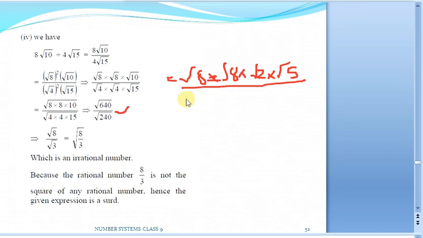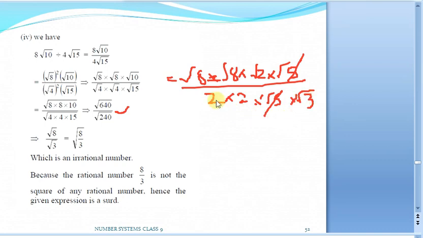Now root 4 is there. What is root 4? 2. Here root 4 is 2, and this is root 15. I can write root 15 as root 5 into root 3, since 15 is equal to 3 into 5. Now can I cancel root 5? Everything in multiplication you can cancel, no problem.